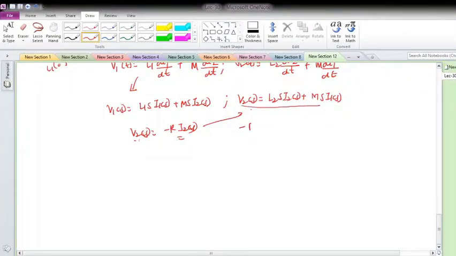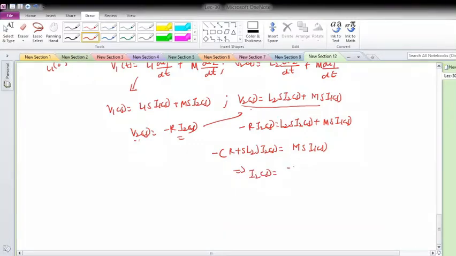So V2 of s is minus R I2 of s, which is L2 s I2 of s plus M s I1 of s. Okay. Now I can write for I2 of s: minus R minus s L2 times I2 of s will be M s I1 of s. So now I can write I2 of s in terms of I1 of s, which is minus s M over R plus L2 s into I1 of s.